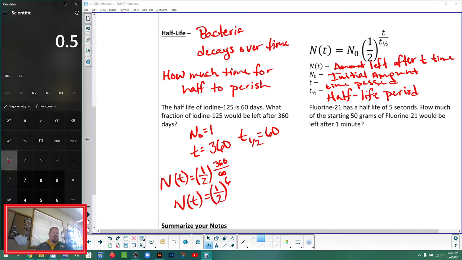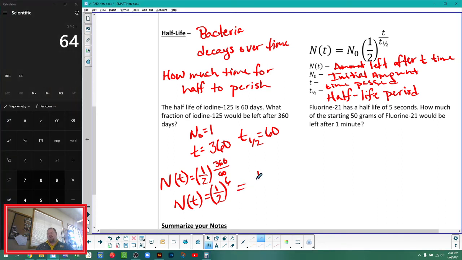Well, we do want to know it as a fraction, but maybe I can turn it into a fraction. Maybe not. So I guess our best bet there is to raise 2 to the 6th power and then put it under 1. So that's 64. So this would be 1/64. So there's 1/64 of the iodine 125 of the original amount left after 360 days.